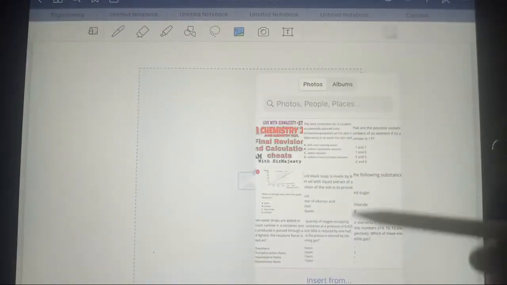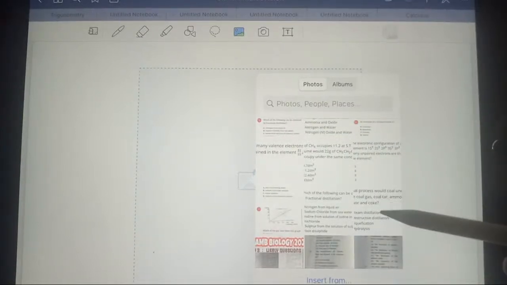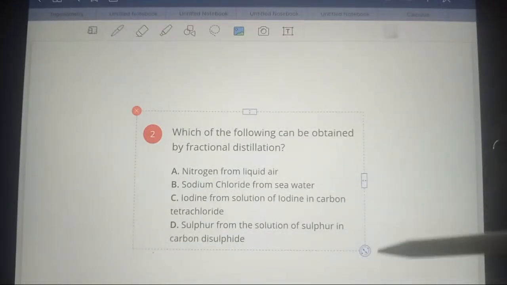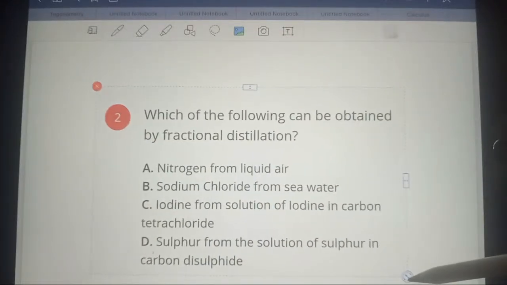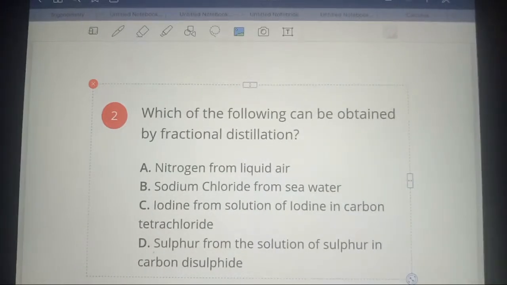Then question number 2. Okay, question number 2 says, which of the following can be obtained by fractional distillation? I've answered that: nitrogen from liquid air.